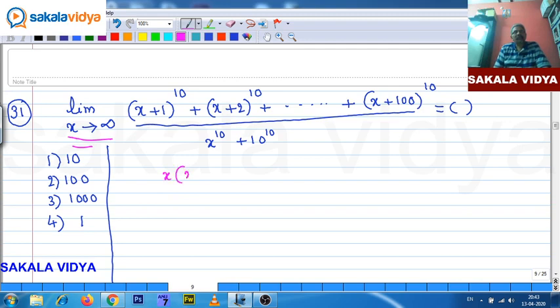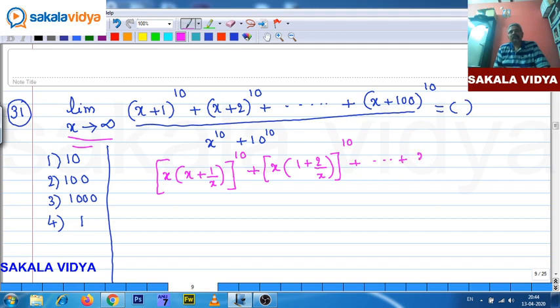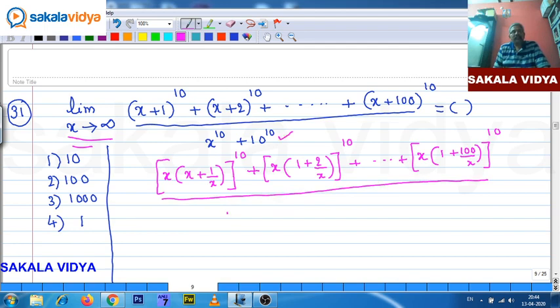Taking x common, we have x(1 + 1/x) in the first term, all to the power of 10. Am I correct? Plus in the second term also take x common in the bracket: (1 + 2/x) to the power of 10, and so on. In a similar manner, the last is (1 + 100/x) to the power of 10. Upon, in the denominator, take x^10 common: we have 1 + 10^10/x^10.